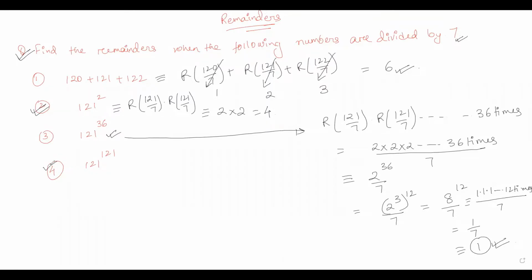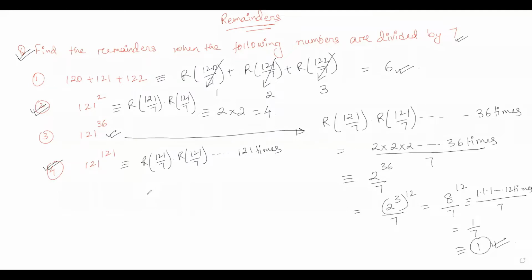Now let us see the fourth one. So here we have 121 raised to power 121, and we need to find the remainder when this is divided by 7. Well, again, the remainder of 121 raised to power 121 divided by 7 would be the same as the remainder of 121 by 7 times the remainder of 121 by 7 times the remainder of 121 by 7, till 121 times.